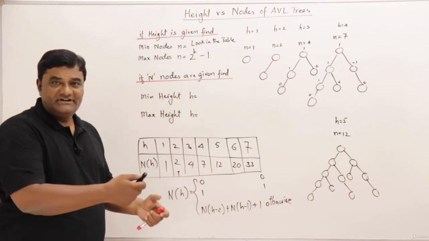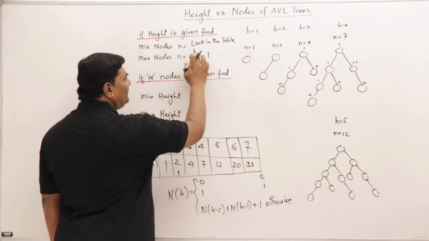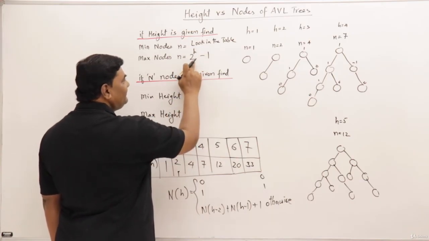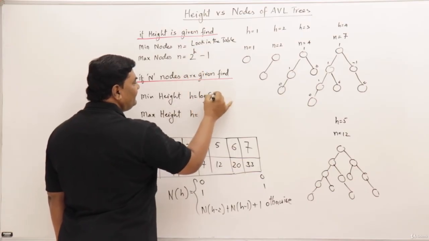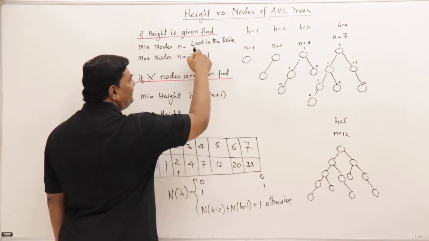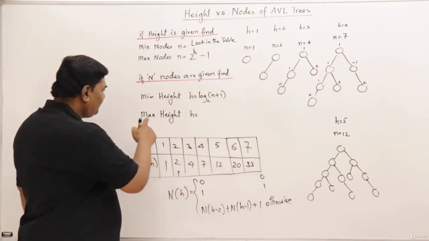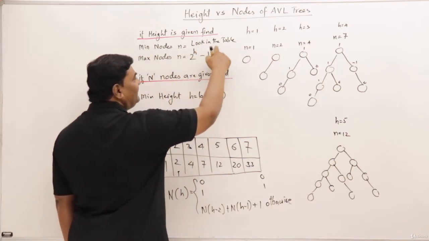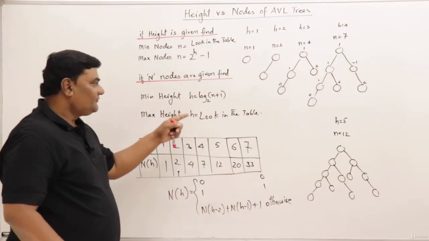So we don't have to do any analysis. See, maximum nodes are n equal to 2 power h minus 1. Then minimum height will be h equals log base 2 of n plus 1. No need of minus 1 because in power we don't have plus 1 here. So log base 2 n plus 1. Then what about maximum height? This comes from minimum nodes formula. There it is, look in the table. So here also, look in the table. You have to look into the table.